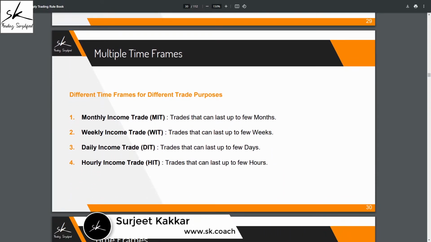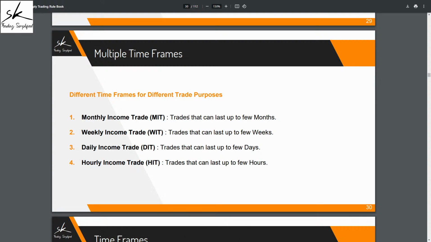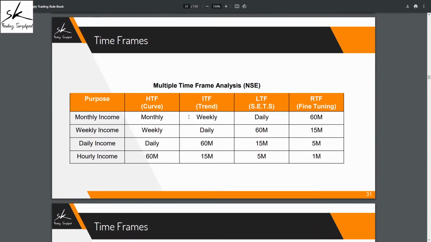So now the question comes that for every purpose of trade, what will be my 4 different time frames, and we get the answer from this table. Like in this example, I opted I want to plan monthly income trades. So here you can see as a monthly income trader, my time frames will be monthly, weekly, daily, and 60.